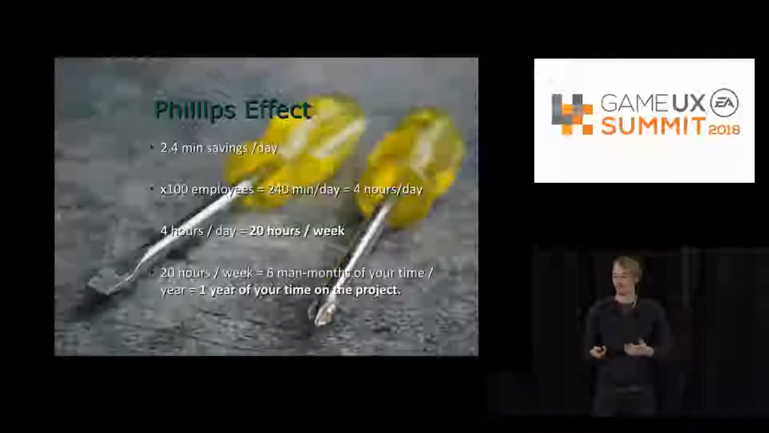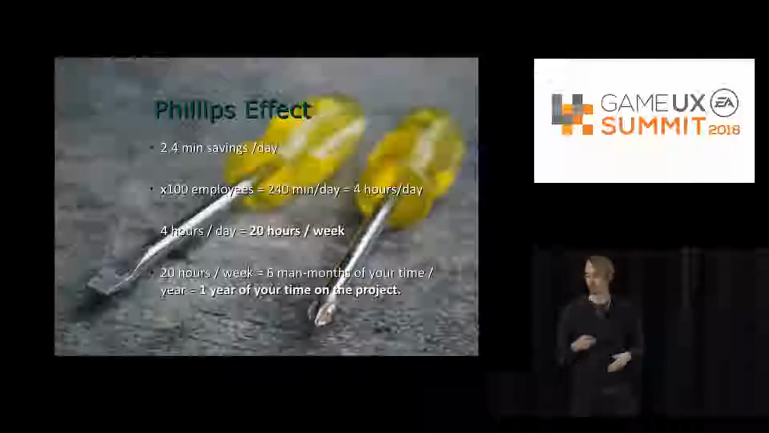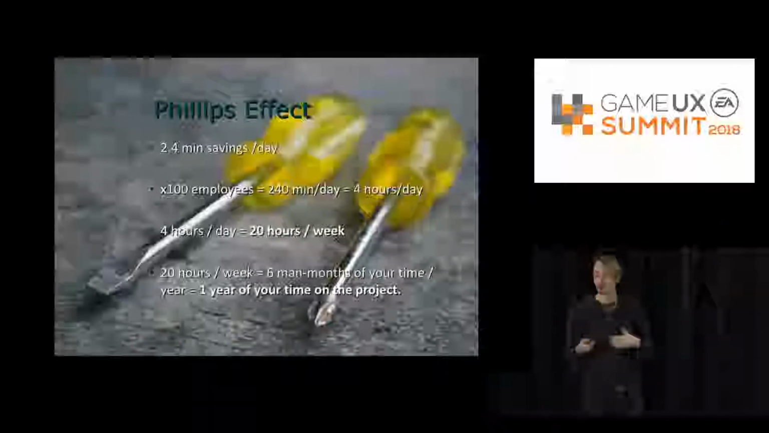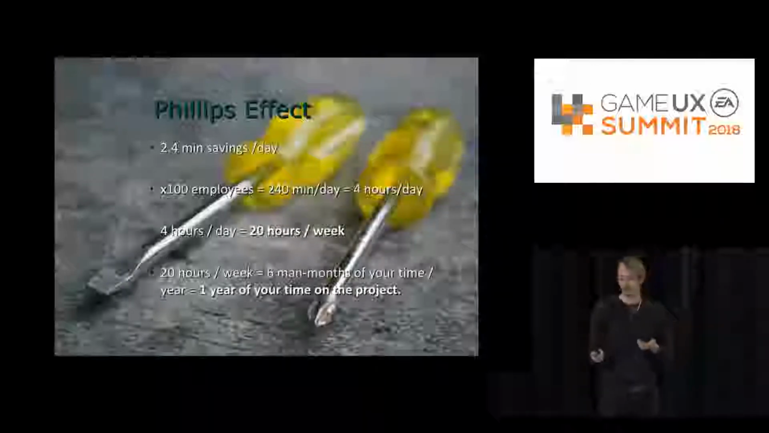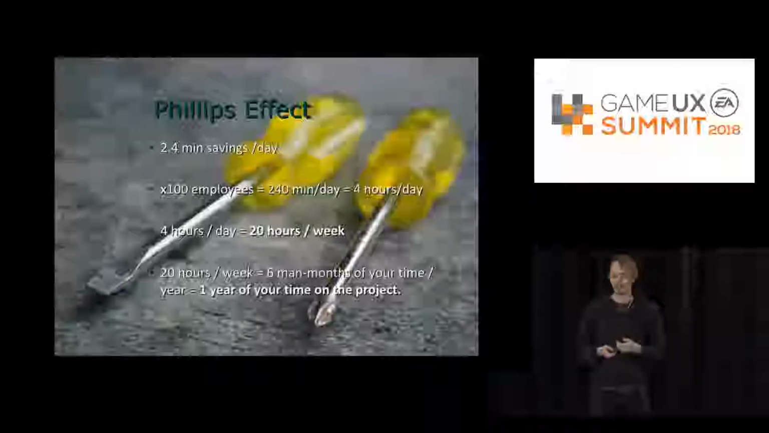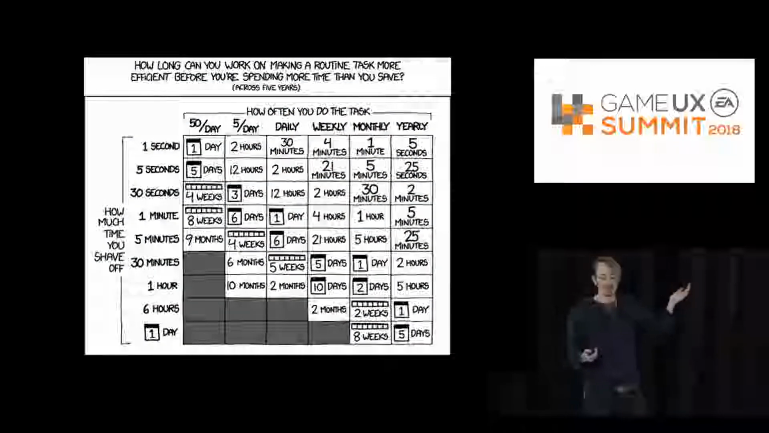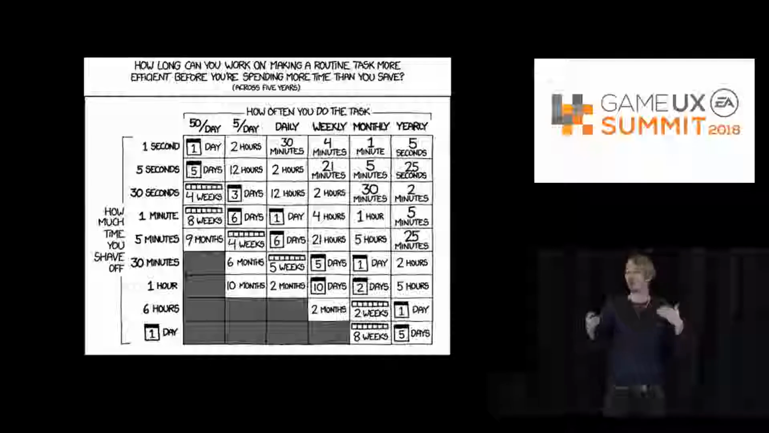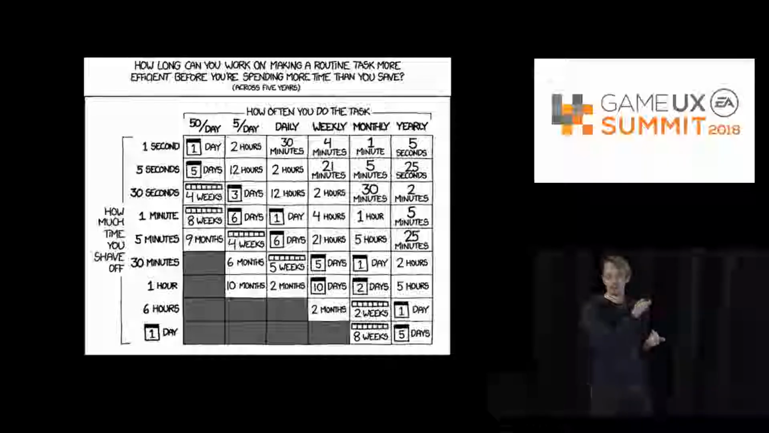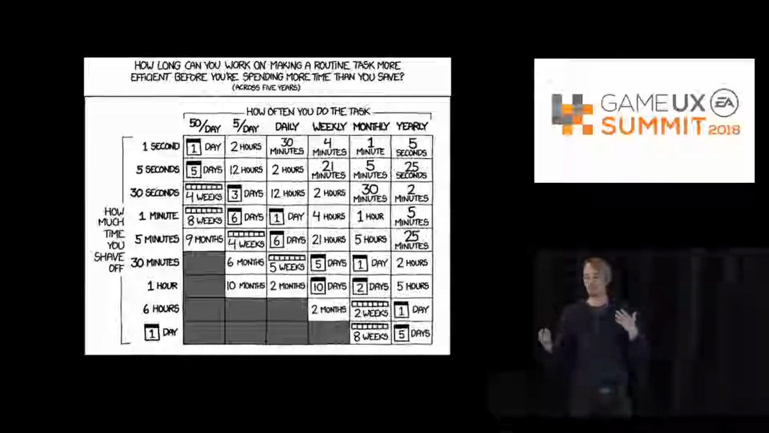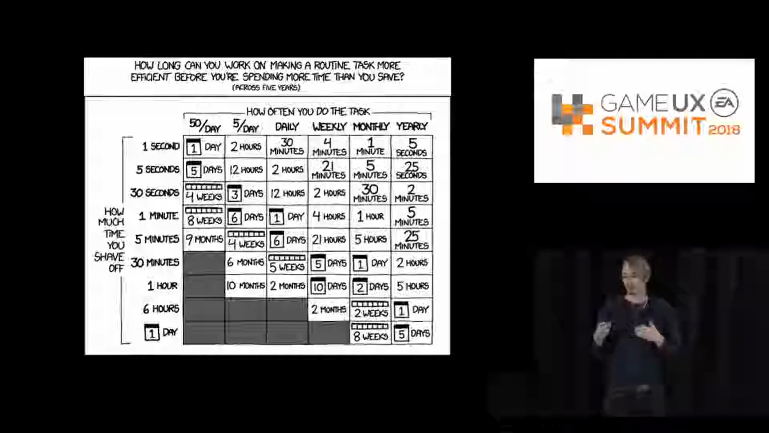But like I said before, that's not the only improvement we aspire to. There's also making it easier to make better content, making sure we don't suggest anything crazy. And we also always have to look at the cost versus the benefit. And insert the mandatory XKCD comic, because of course there's an XKCD comic about this. So how long can you work on making a routine task more efficient before you're spending more time than you actually save? So how often you do the task versus how much time you shave off. And you can make a simple calculation of like, hey, should we make this improvement? So it's often how often a task is done versus how much time is spent.